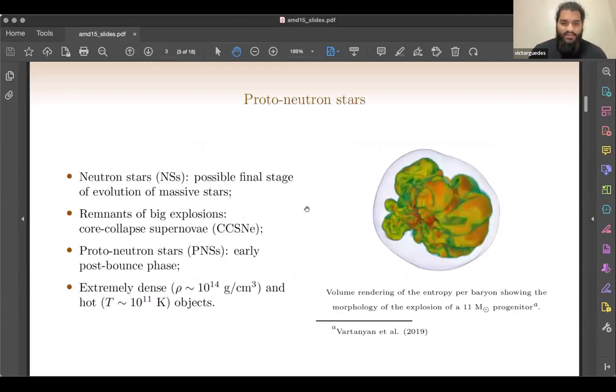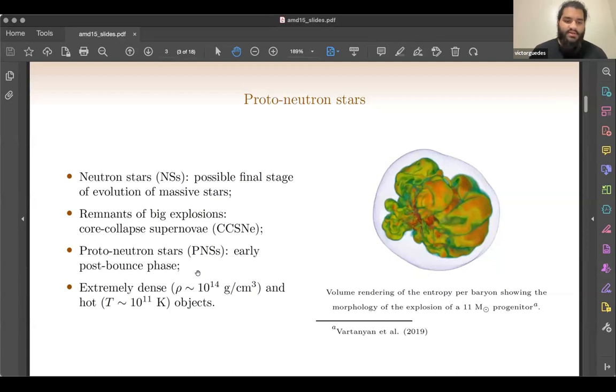We know that neutron stars are a possible final stage for the evolution of massive stars, and the process responsible for their formation is a core collapse supernova. But here we are interested in the early post-bounce phase after the supernova explosion, which is when we have this metastable object that is soon to be a neutron star, and we call it a protoneutron star. Also, that depends on whether it's cooling down to become a neutron star or collapsing to a black hole. It depends on the mass of the progenitor, of course.